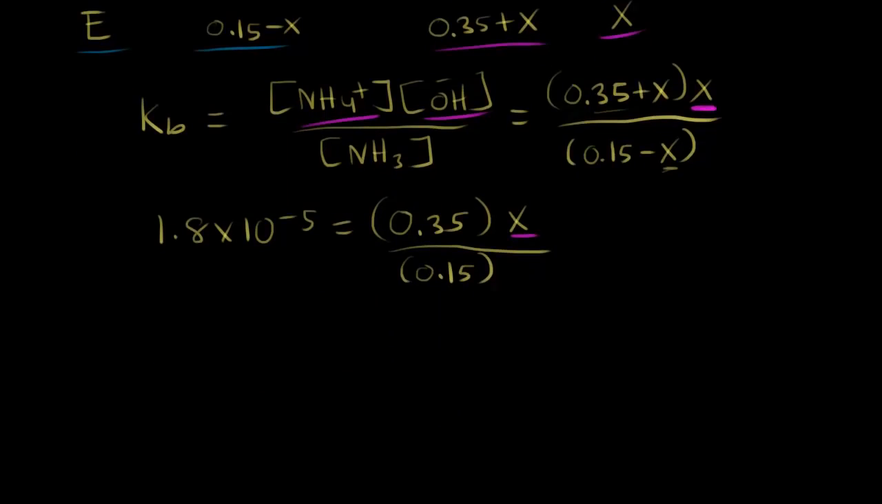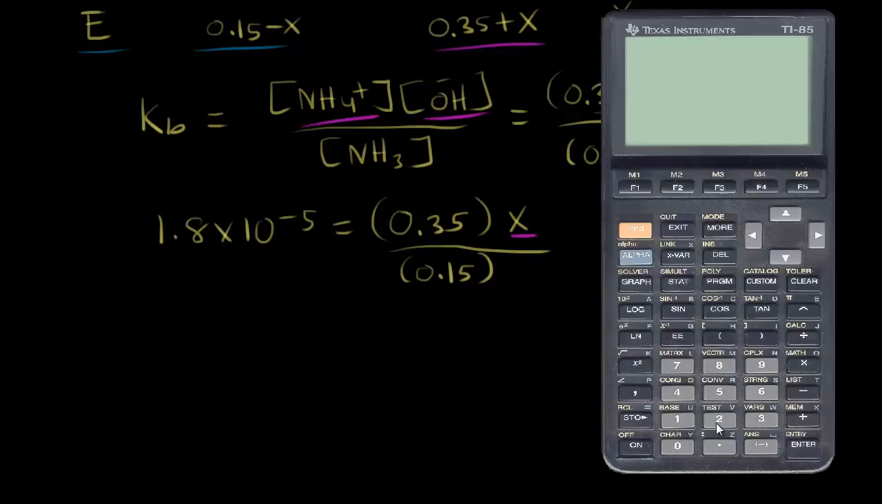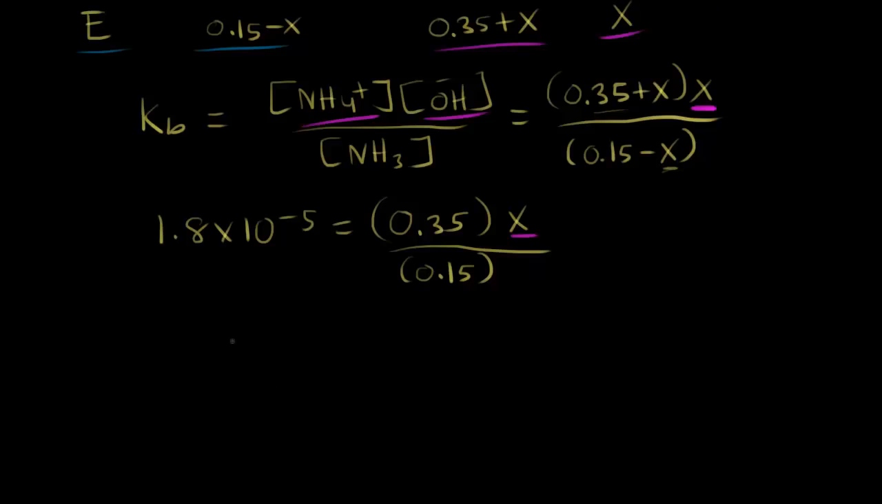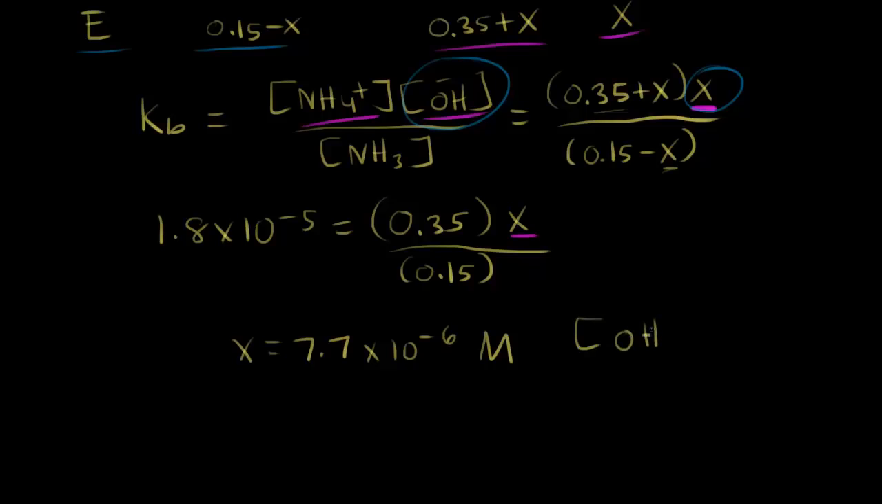So let's get out the calculator here. We need to solve for X. So 1.8 times 10 to the negative 5 times 0.15. And then we need to divide that by 0.35. And that gives us what X is equal to. And so X is equal to 7.7 times 10 to the negative 6. X represents the concentration of hydroxide ions in solution. So 7.7 times 10 to the negative 6 molar is our concentration of hydroxide.